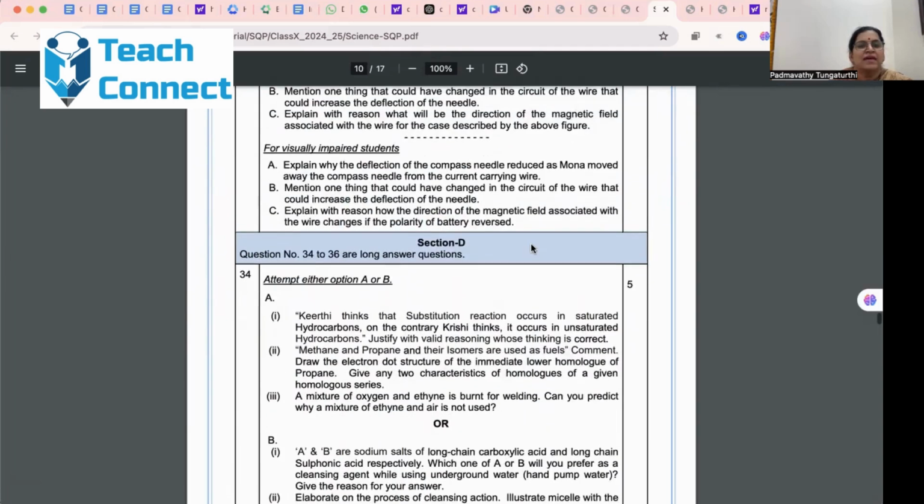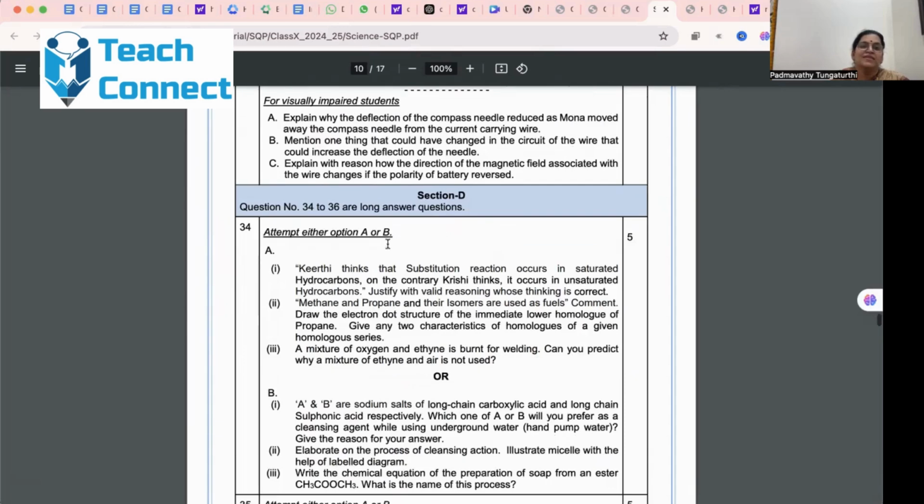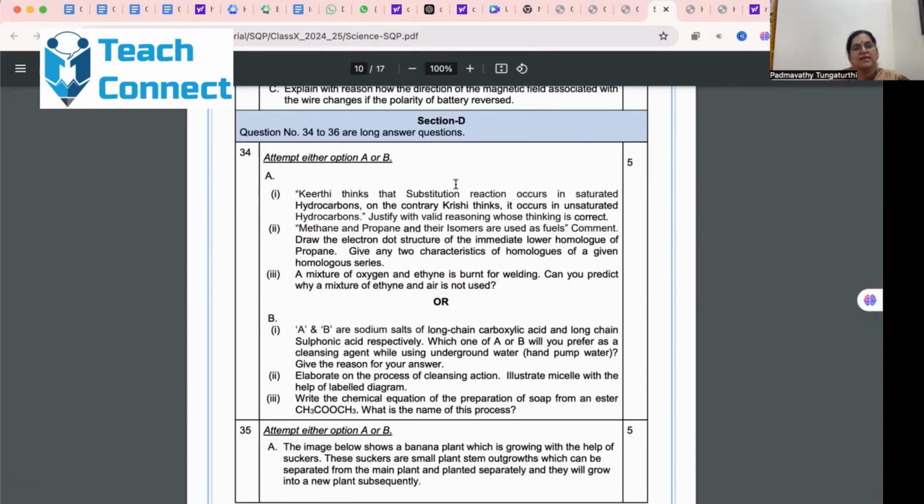Then question number D, for the visually impaired student, deflection of compass. How the deflection of compass is affected with the current carrying wire, and when the circuit is closed, how is the electromagnetic effect which takes place? These are the questions which are associated. One thing to be noted is the visually impaired students do not have any other benefit except from describing the question here. Section number D is question numbers from 34 to 36.